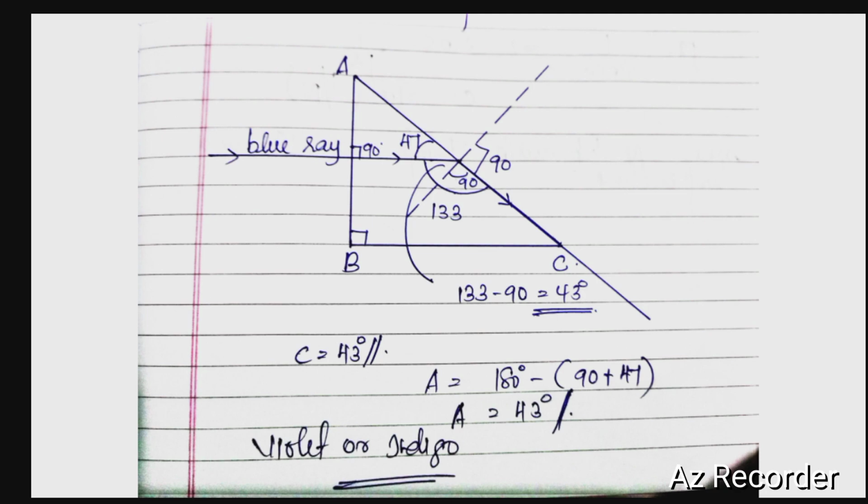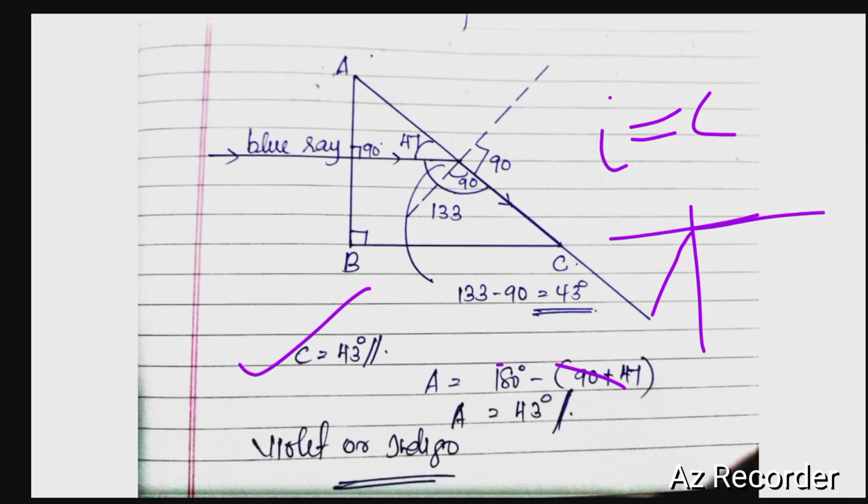We know that when the angle of incidence is equal to the critical angle, the light ray after refraction passes along the surface. So here the critical angle will be 43, and using the angle sum property, I have calculated the angle of the prism, which was found to be 43 degrees.